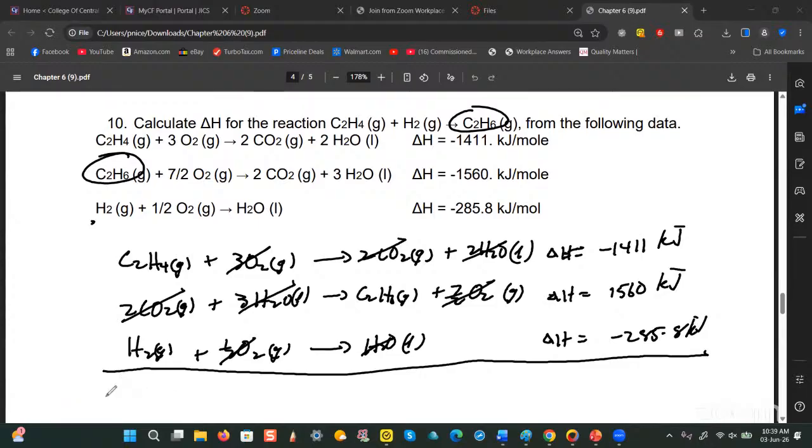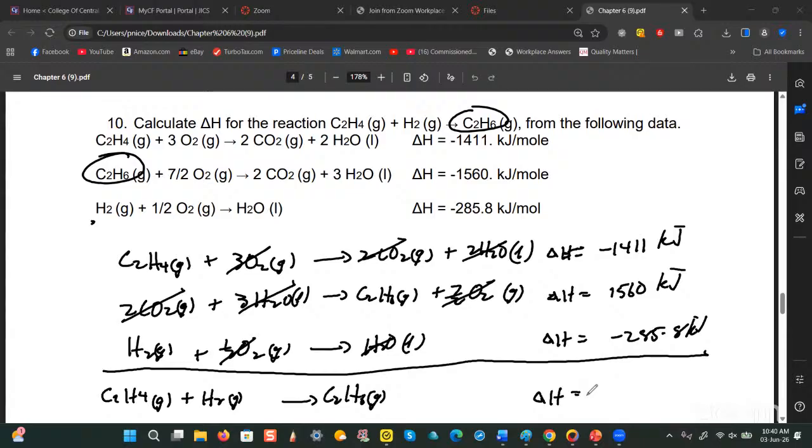Okay, so basically, we just write down what's left, which is C2H4 gas on the left side, plus H2 gas to give C2H6 gas. And let's find out what delta H is equal to.